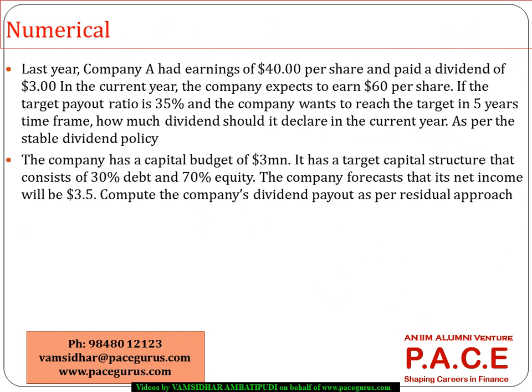So let's look at a couple of small calculations. Last year the company had earnings of 40 per share and paid a dividend of 3 per share. So last year what was the dividend payout? It was 3 out of 40, so only 7.5% is the dividend payout.